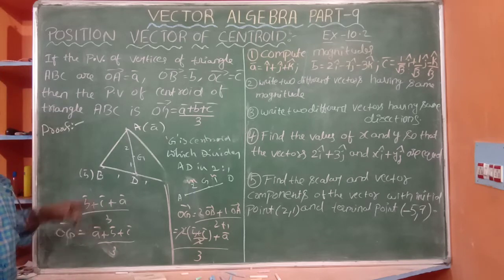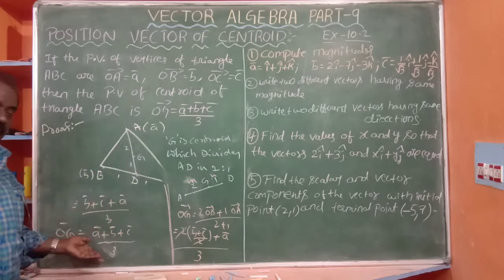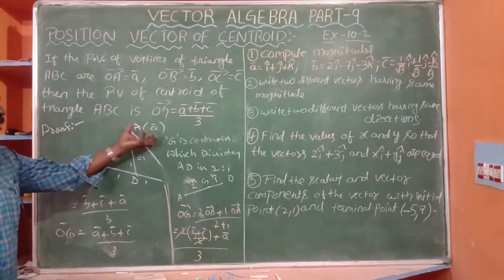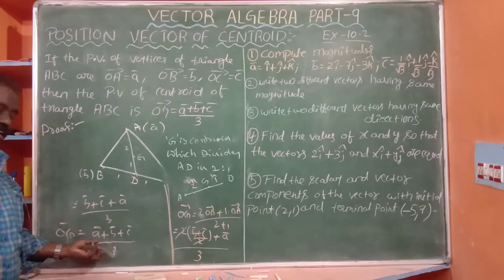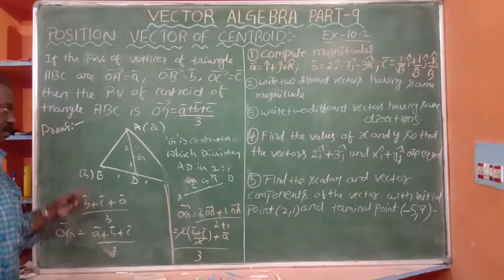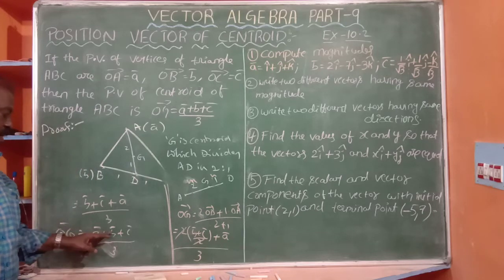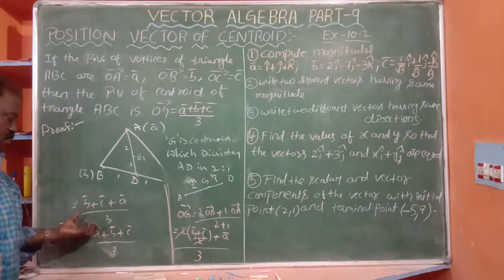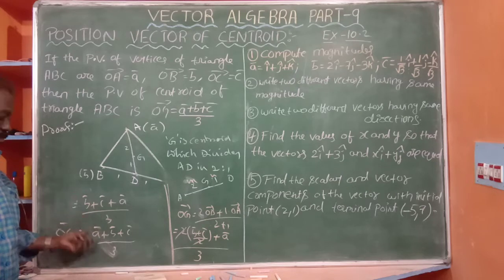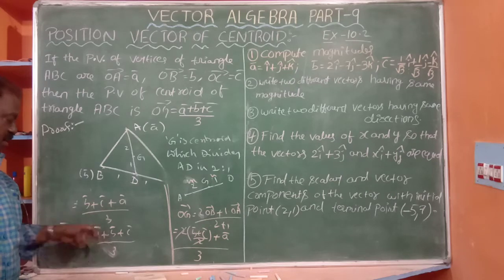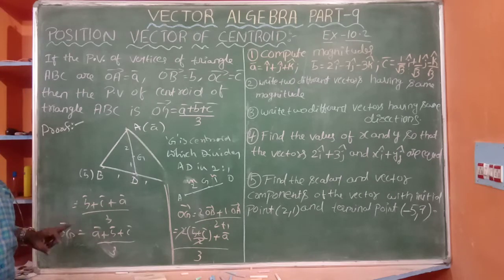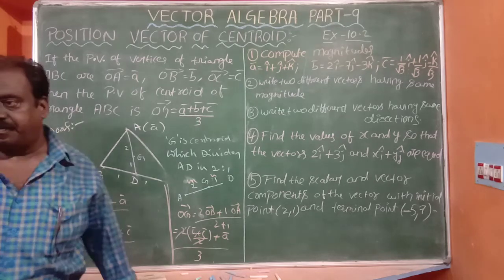In geometry also, it is x1 plus x2 plus x3 by 3. Like that, A bar plus B bar plus C bar by 3. What is A bar? Position vector of vertex A, and likewise B, C. That means the sum of the position vectors of the vertices by 3 is the centroid. You follow it well? Yeah.